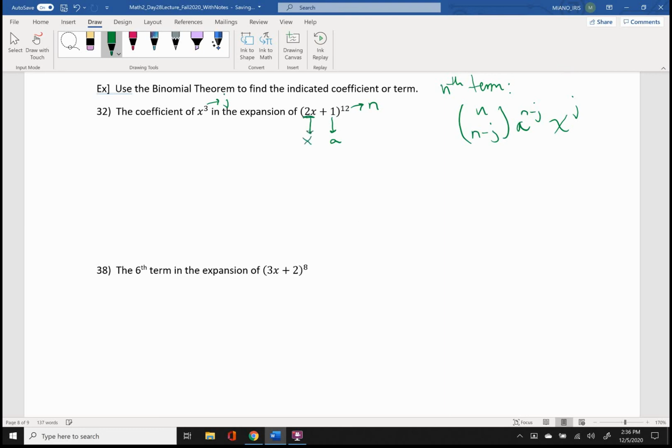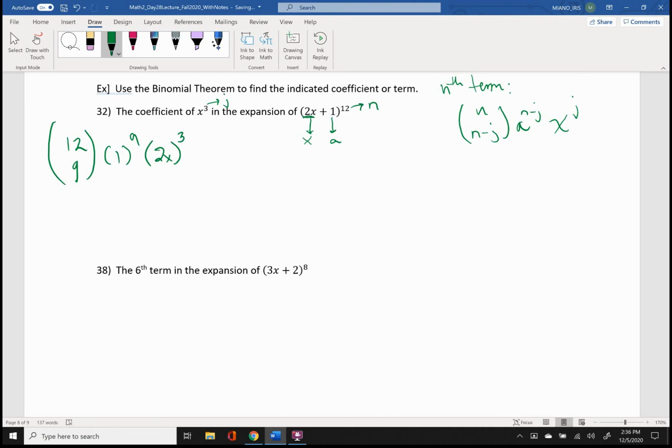Okay, so those are all the components that we need. So we're basically just going to feed it into this expression and then go ahead and solve for it. So how will that look? Well, for this particular scenario where we're trying to find the coefficient of the x to the third term in the expansion of (2x + 1) to the 12th power, we're going to go 12 choose 9 at a time, because 12 minus 3 is 9, times 1 to the 9th power, times (2x) to the 3rd power.